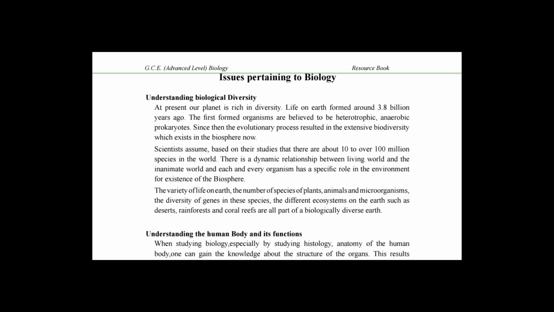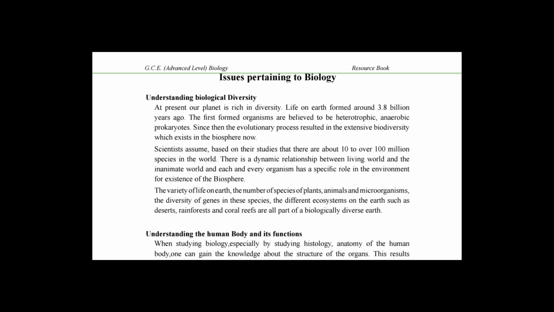So in the biologically diverse earth, there are different parts. What are those parts? First, varieties of life. Second, we have a number of species of animals, plants and microorganisms. Third, we have diversity of genes in this biologically diverse earth. We have different ecosystems as well.